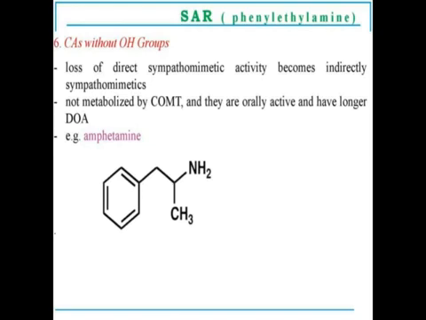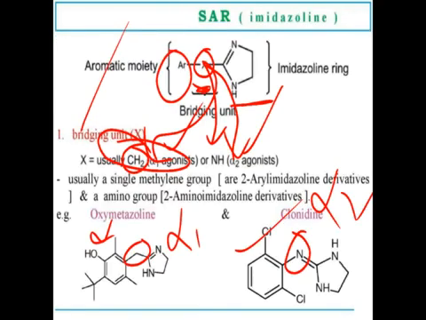You can see the example of amphetamine. There is absence of both the hydroxy groups. So when both hydroxy groups are absent, what happens? The drug becomes directly or indirectly acting. It is not selective for alpha and beta, or the activity for alpha and beta becomes less as compared to the drugs which have the hydroxy group at this position.